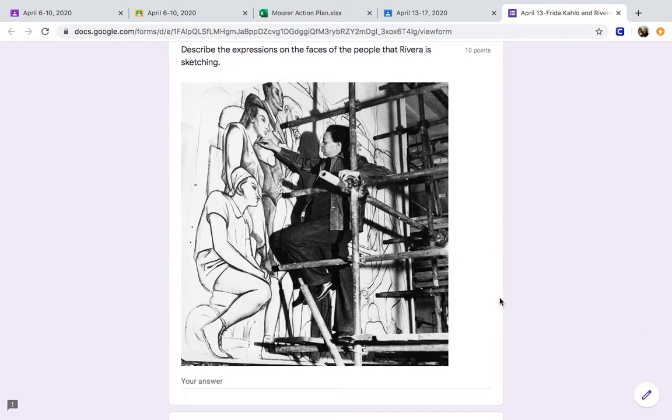The next picture that we have is of Diego. He is sketching out what he will later paint. So when we're looking at this, we have both the work that he is doing and also a photograph of him. So there's kind of two parts of the picture here. First, we're going to look at what the expressions of the faces he's sketching are. Do we think that they're happy, sad, angry, serious, mad, excited? What kind of expression do they have here? And you're going to type that under here. So you could use the sentence starter.